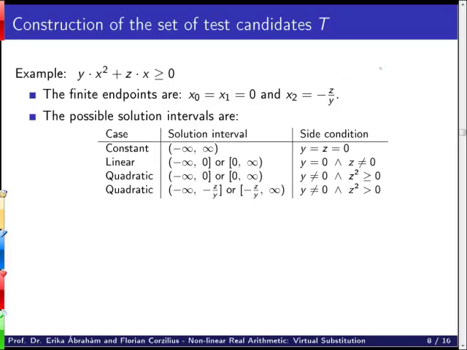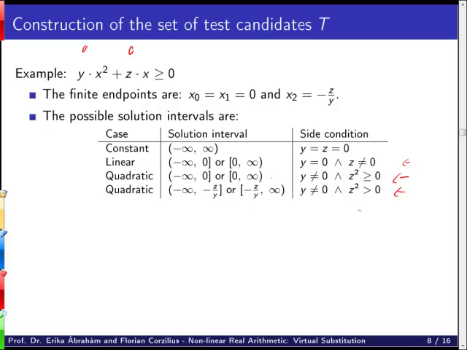Then we know the solution intervals are, well, in the first case, if z and y are 0, then we know this polynomial is 0, and then this constraint always holds. That's the first case. Then we have the first case of the quadratic case. This gives us these two solution spaces. The second case of the quadratic case is actually the same. And the last one is here for the linear case.